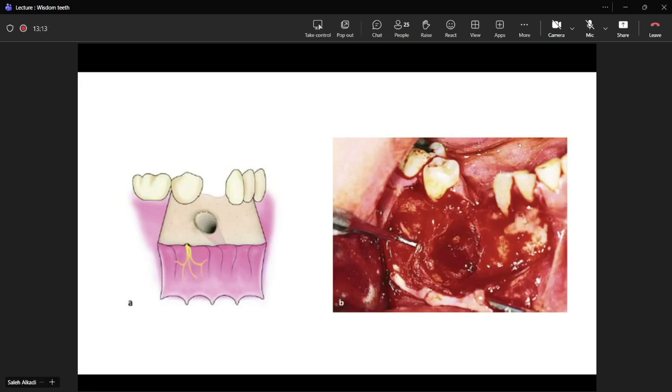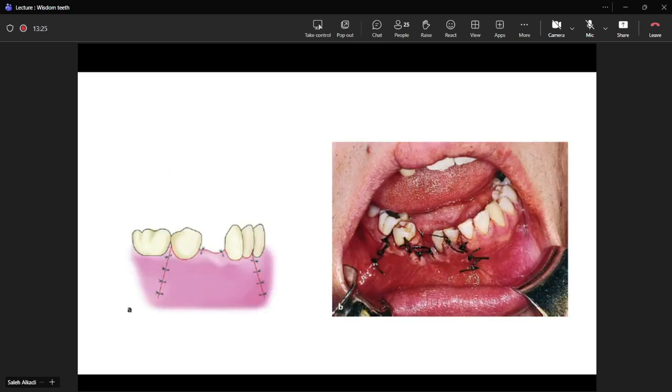Of course, after removal of the tooth, you need to remove any remnant of the follicles, and you need to smoothen any sharp bone before you close the flap.